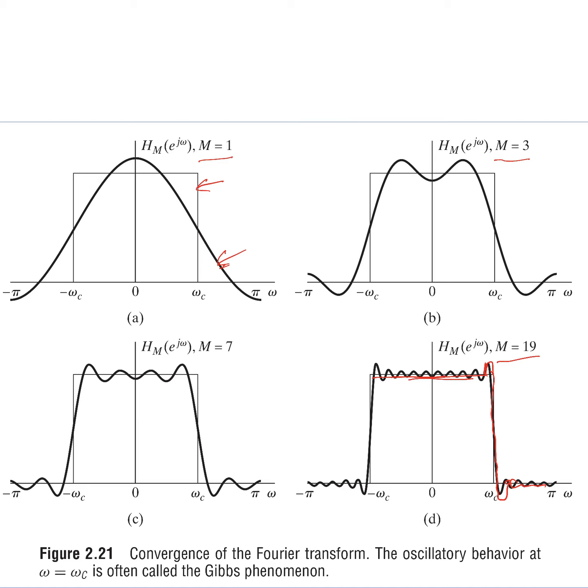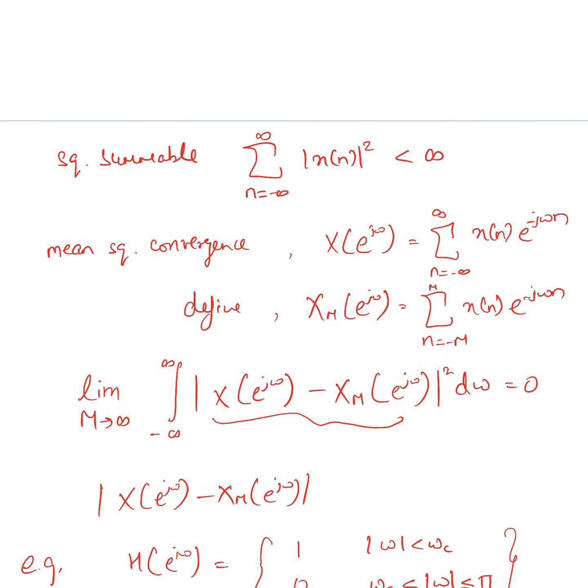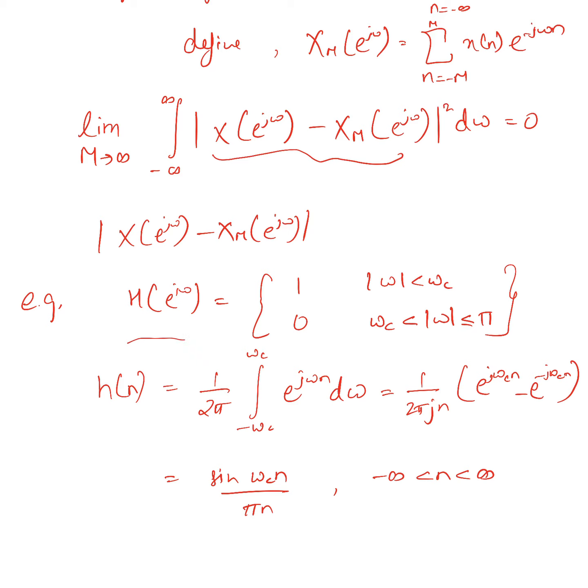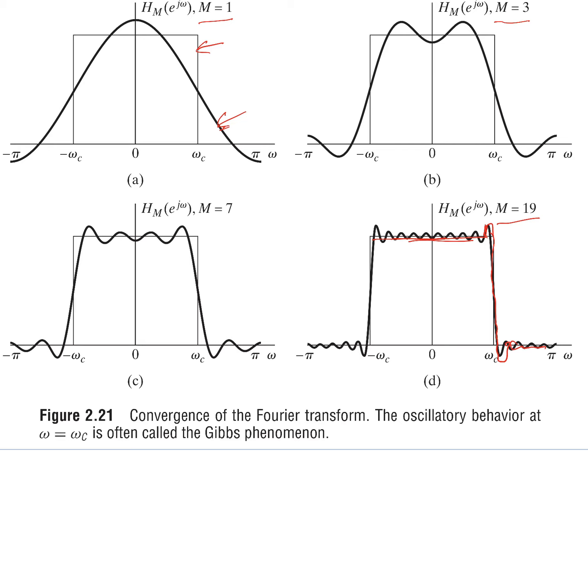So it is also called the Gibbs phenomenon, because when you compute using this formula, it is supposed to be a continuous function of frequency. But since we defined H(e^{jω}) by this discontinuous function, it gives me this one. Okay? This is the Gibbs phenomenon, and this sequence is converging in the mean square sense.